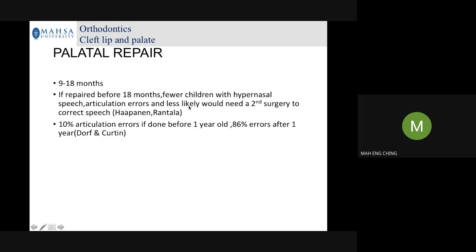Well, if you repair it too late, then patient tend to have a hypernasal speech because when they learn how to speak, it's very critical at that moment. Once they get used to using the nose to pronounce certain words, then maybe they'll continue to do that, become a habit. So you have 10% articulation error if you're done before 1 year old, but you raise up to 86% error after 1 year. So if you do it before 1 year, then maybe patient have a better speech. If you do it after 1 year, then most likely patient going to compromise that speech.